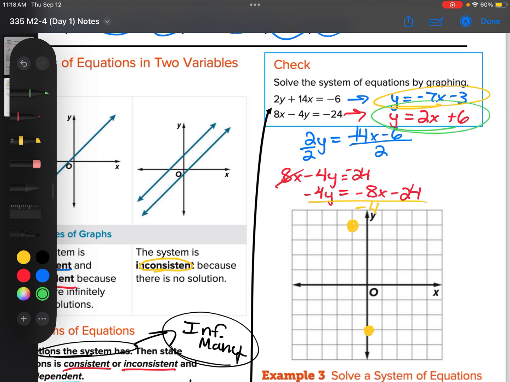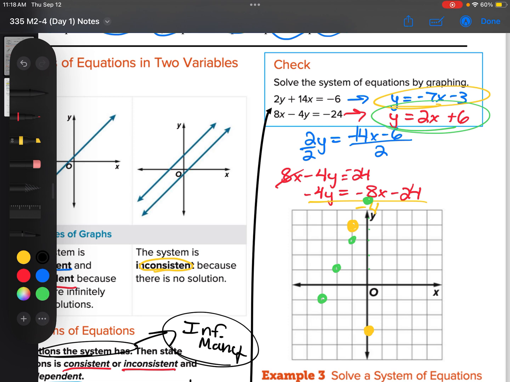And then this one here, you're going to start at positive 6. So I'm going to go up 6. So 1, 2, 3, 4, 5, and 6 would be right off the graph here. And then the slope is up 2 over 1, which if you look here, we're off the graph already. So I can't even do that. So I'm going to go backwards. So down 2, backwards 1. Down 2, backwards 1. And then we should be able to see where these two graphs intersect.